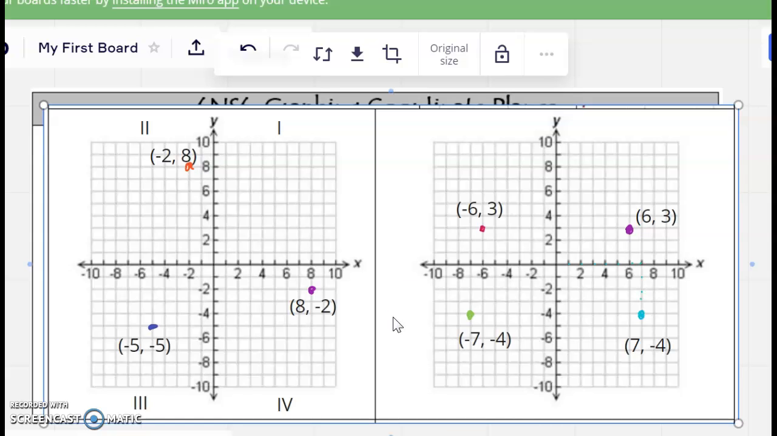Again, when you reflect over the y-axis, all you do is change the sign of the x. So instead of positive 7, it becomes negative 7. Instead of negative 6, it becomes positive 6. So you just change the sign of the x value.